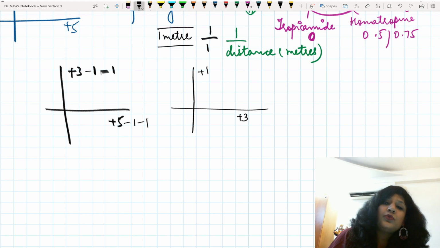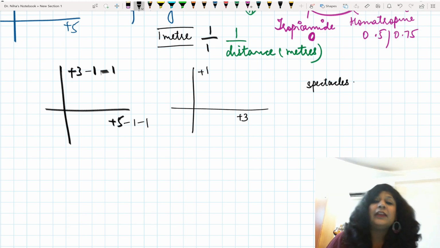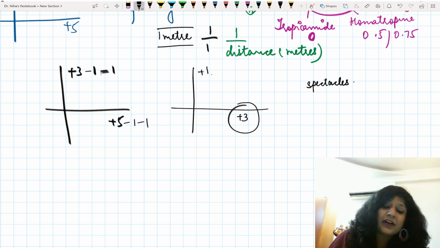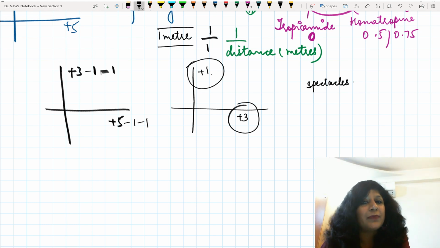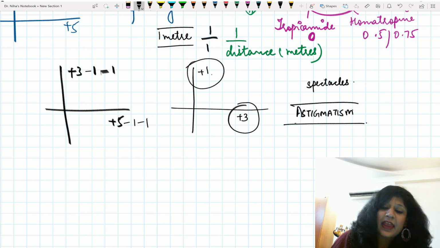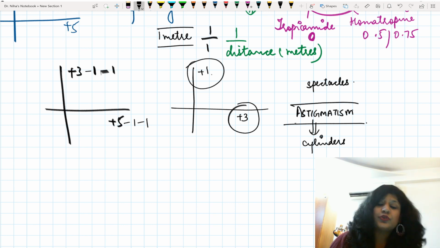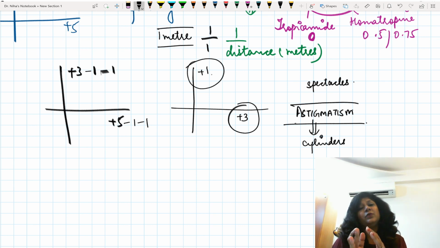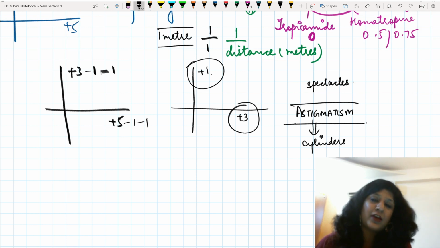Okay, now how to give them as spectacles? Now can you see here, we have got the difference in the refractive power. On one side we have +1, another side we have +3. So this means this patient is having the astigmatism. Now because this patient is having astigmatism, therefore you have to give the cylinders, right? So how to decide which one is the sphere, which one is a cylinder, and how much amount of sphere or how much amount of cylinder has to be given.